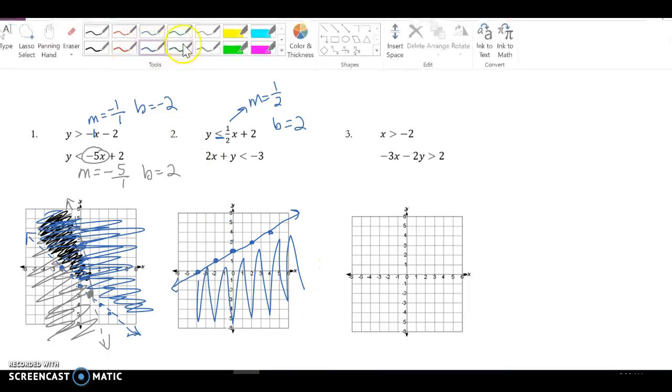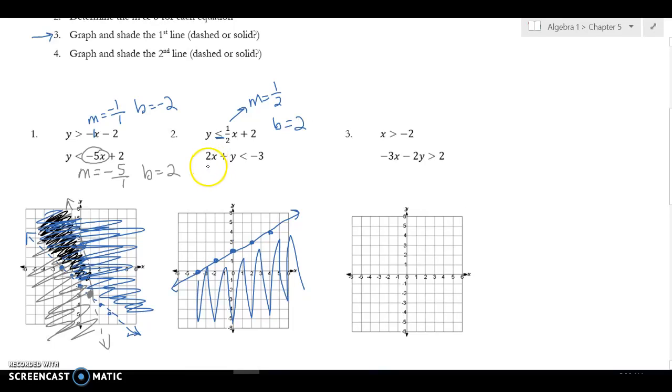Now let's switch colors so we can see the next one. For the second equation, I have to move the 2x, so I'm going to subtract 2x on both sides. So y is less than negative 2x minus 3. So my m is negative 2 over 1, and my b is negative 3. So I'm going to go down 3, and then go down 2 over 1, and then go the other way.